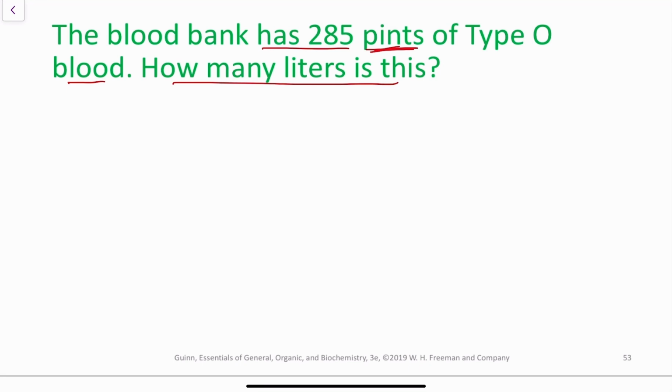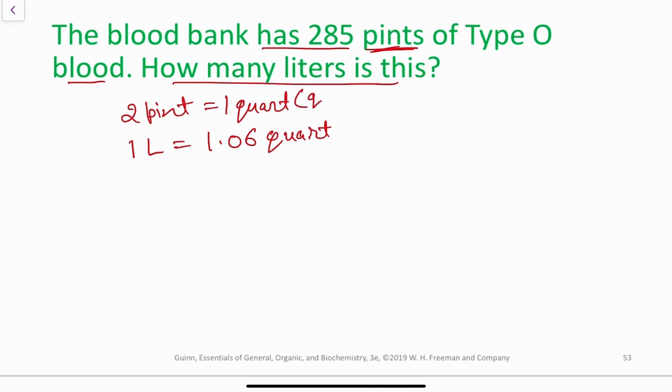Right. So where have you seen this pint? From the table or from the previous slide, I know 2 pints is equal to 1 quart and 1 liter is equal to 1.06 quarts. Right. So quart we usually write QT and pint we usually write PT. Right.